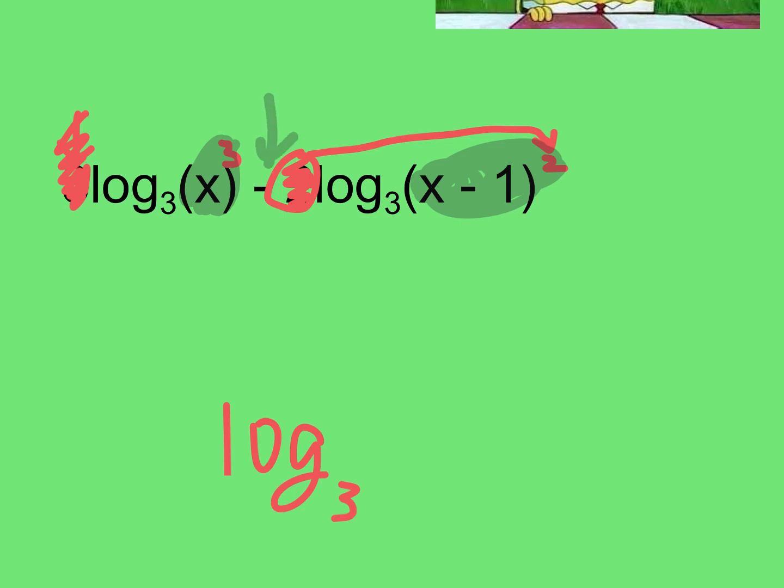Let's make sure that's really clear. That was a minus sign there. Okay, so minus signs go with divide. So I've got to have something divided by something. Not times. That was when it was add. Add goes with multiply. This is minus, so it goes with divide. So I think I've made it clear enough that that would have to be divided by that.